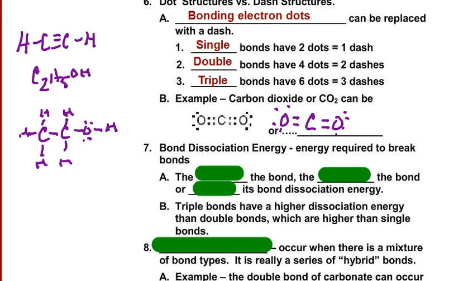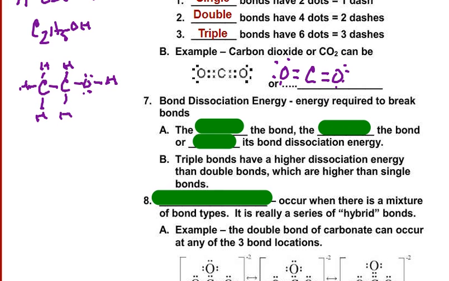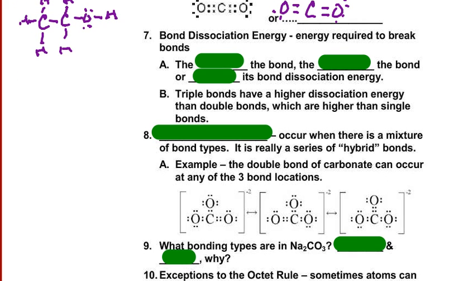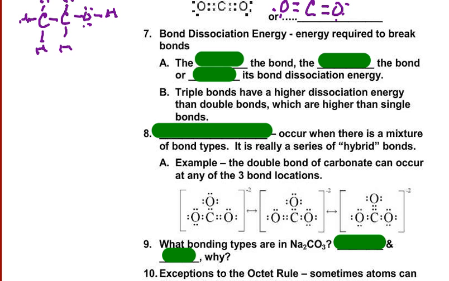Okay, this brings us to bond dissociation energy. Bond dissociation energy is the energy required to break bonds. The shorter the bond, the stronger the bond, or the higher its bond dissociation energy. The more bonds there are, the closer the 2 atoms are held together. And so triple bonds have a higher dissociation energy than double bonds, which are higher than single bonds.